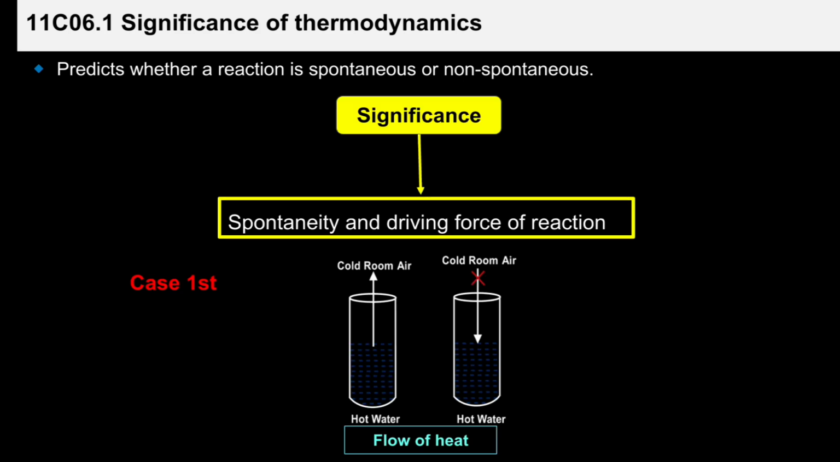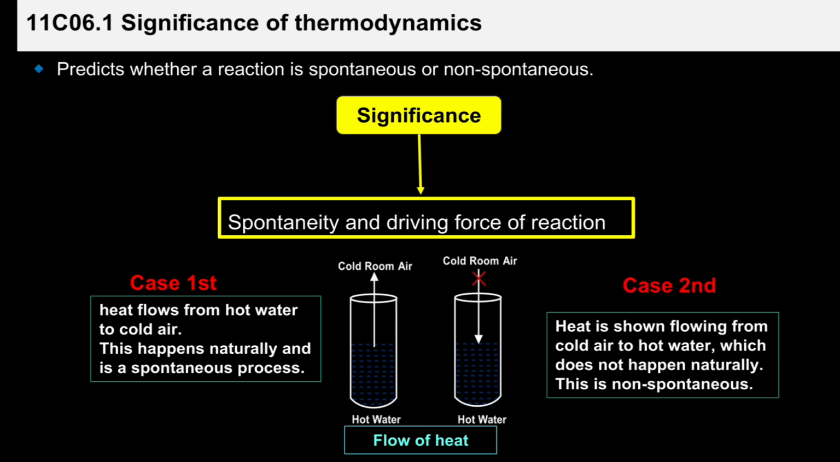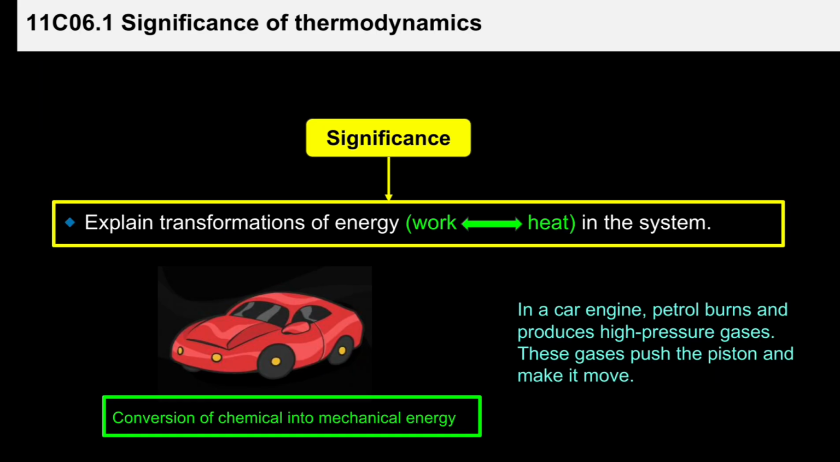Let's consider the first case. Heat flows from hot water to cold air. This happens naturally, so this process is spontaneous. And in the second case, heat is flowing from cold air to hot water, which does not happen naturally. So this process is non-spontaneous. Next, it explains transformation of energy in the form of work into heat and vice versa in the system.